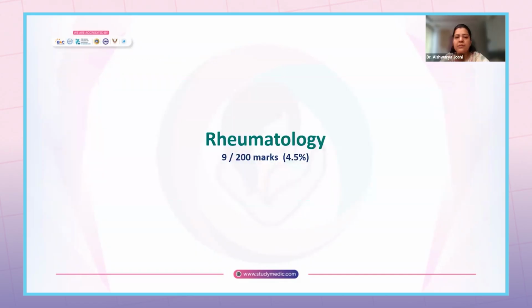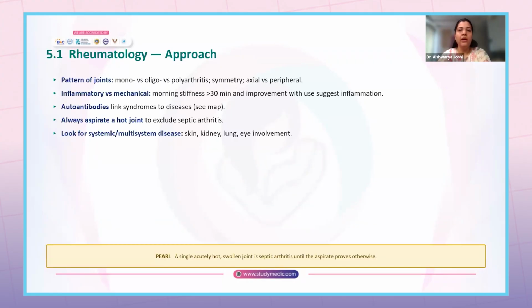Let's move to rheumatology. It is a very interesting topic. And I believe it is an easy topic also in the exam because the scenario directly points towards diagnosis and predominantly involves females. Rheumatology refers to musculoskeletal disease, so we evaluate the pattern of joint involvement, whether monoarthritis, oligoarthritis or polyarthritis, whether there is symmetrical joint involvement, whether the axial joint is predominantly involved or peripheral joint is predominantly involved. You need to identify if it is inflammatory or mechanical. How?